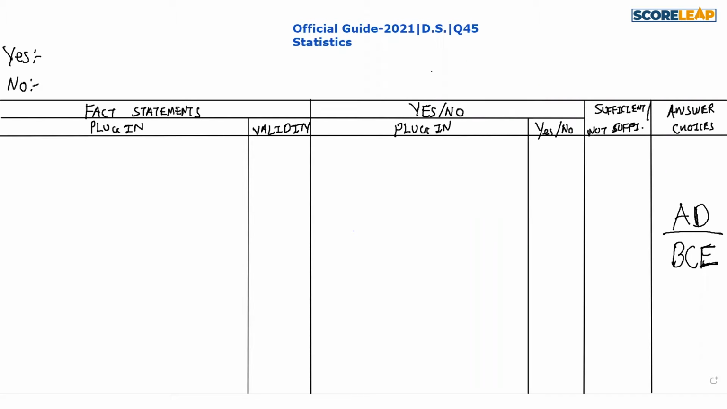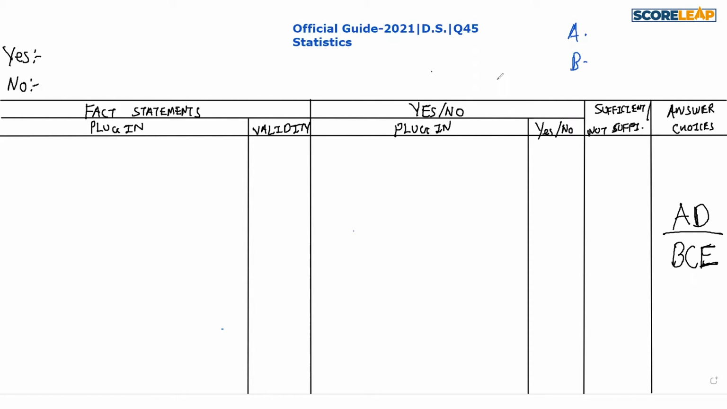Question 45. In this question, we are given that there are two groups of students who took a history test. One is group A and another one is group B. Now we are asked: was the average score of the students in group A higher than the average score of students in group B who took the test?